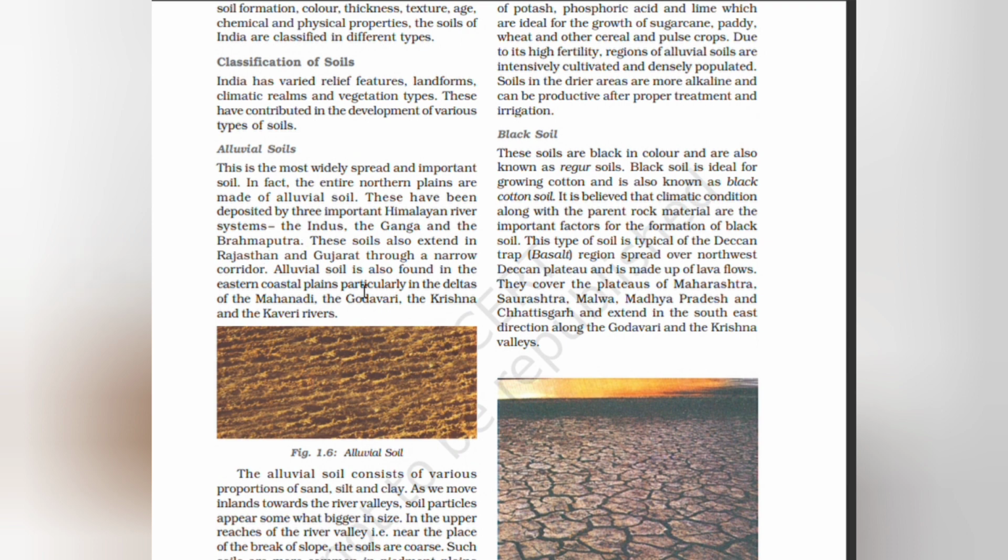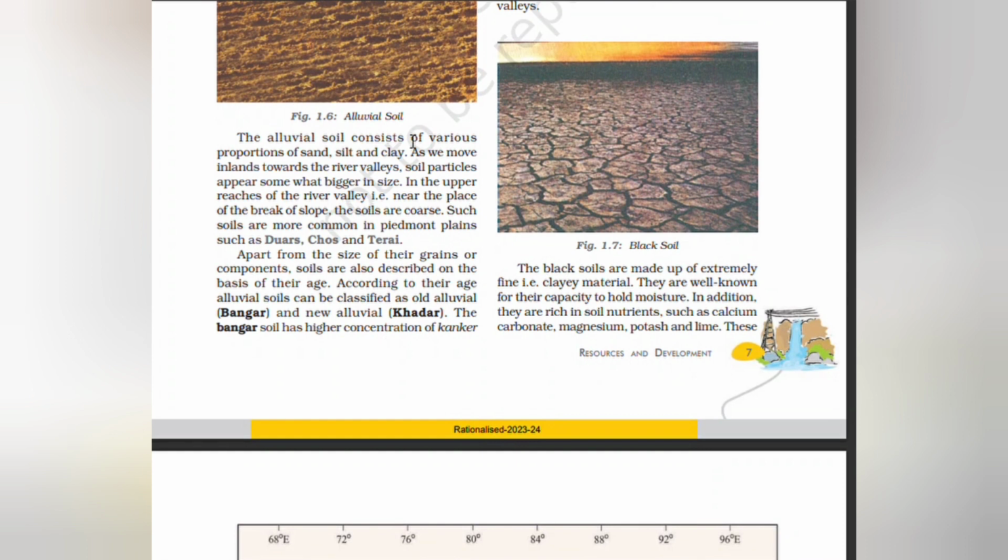The soils also extend into Rajasthan and Gujarat through a narrow corridor. Alluvial soil is also found in the eastern coastal plains, particularly in the deltas of the Mahanadi, Godavari, Krishna, and the Kaveri rivers. Alluvial soil consists of various proportions of sand, silt, and clay.